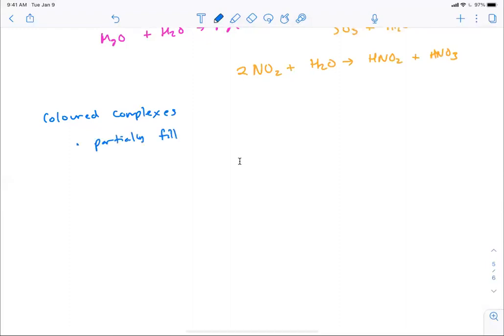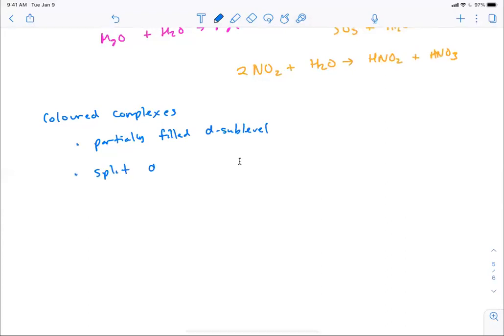A partially filled D sublevel, because you can't have a full D sublevel and you can't have an empty D sublevel, because you have to have electrons moving between the D sublevel orbitals. And so there has to be space for them to move, and then there has to be some of them to move.